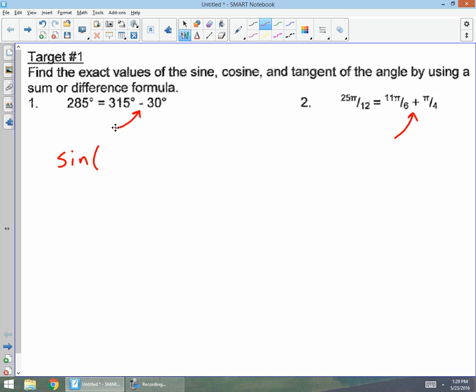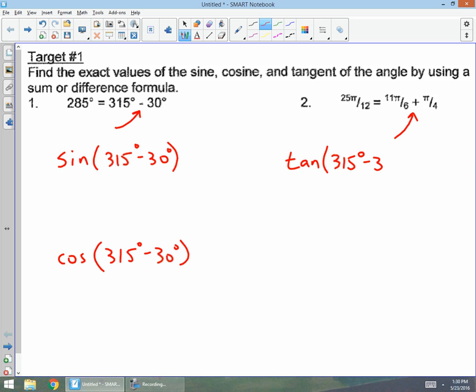The sine of 315 minus 30, the cosine of 315 degrees minus 30 degrees. Let's go ahead and add on the degree symbol here. And then I'm going to kind of bring question 2 down. I need plenty of room to write my tangent because tangents take a little more space. So we have our formulas down.